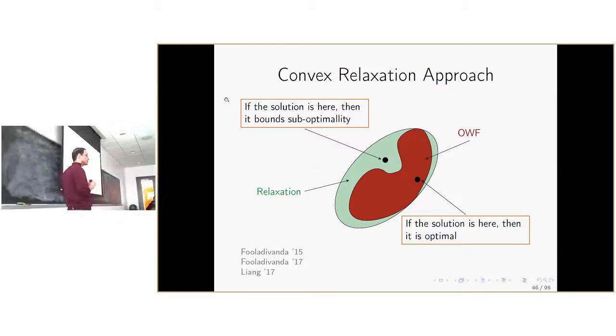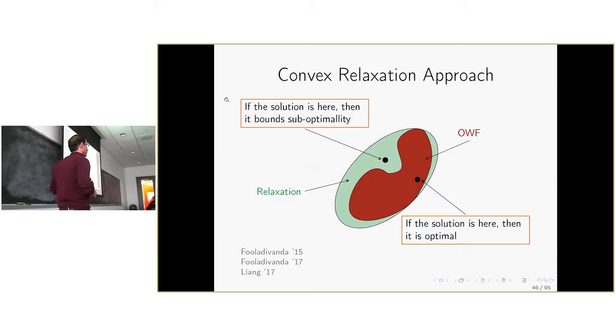My approach to this problem is a convex relaxation approach. With convex relaxation, we have a non-convex physical set. If the relaxed solution ends up here, we just bound suboptimality. And if the solution ends up here, we are lucky, and we get an optimal solution which is feasible for the system. I worked on this in 2015 and 2017, and there are some other works done in recent years by other researchers.